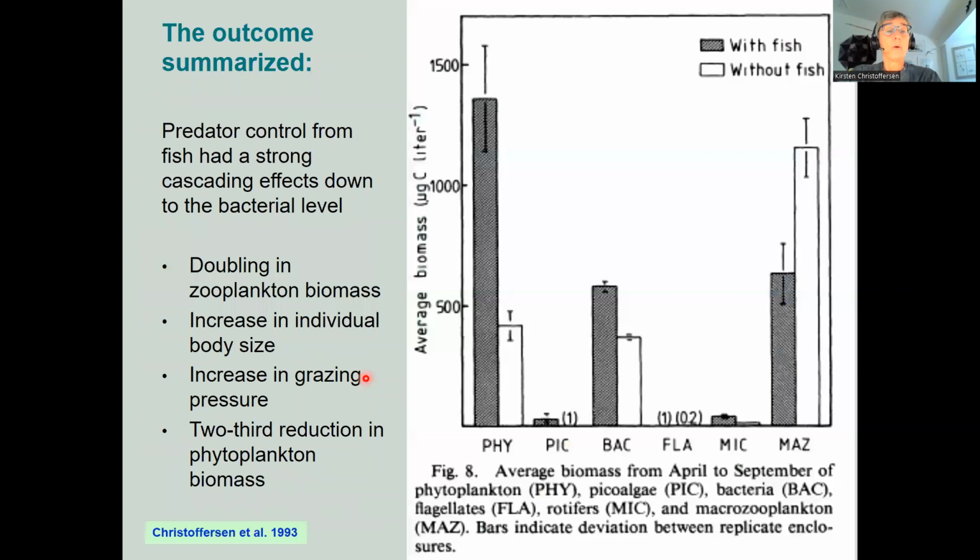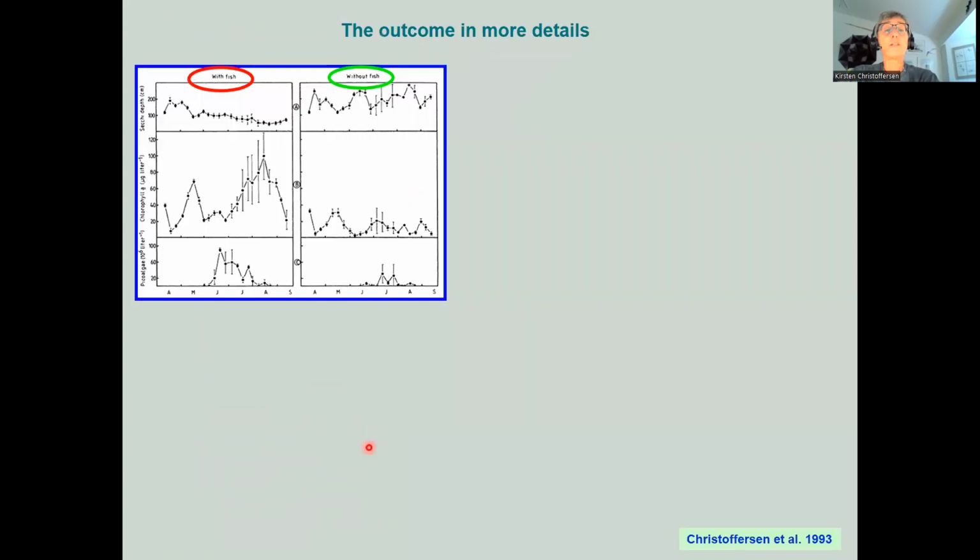And what came out of that? Well, if we look at it from a general perspective, you can see here the difference with fish. These are the gray ones, and without fish is the white ones, for phytoplankton, picoalgae, bacteria, flagellates, microzooplankton, and macrozooplankton. We can see differences. We can see a doubling in the zooplankton biomass if the fish is removed. Therefore, we can also see an increase in the individual zooplankton body size because they are not eaten by fish, an increased grazing pressure on the phytoplankton, and therefore a 2/3 reduction in the phytoplankton biomass in the case without fish. So they have a very strong effect.